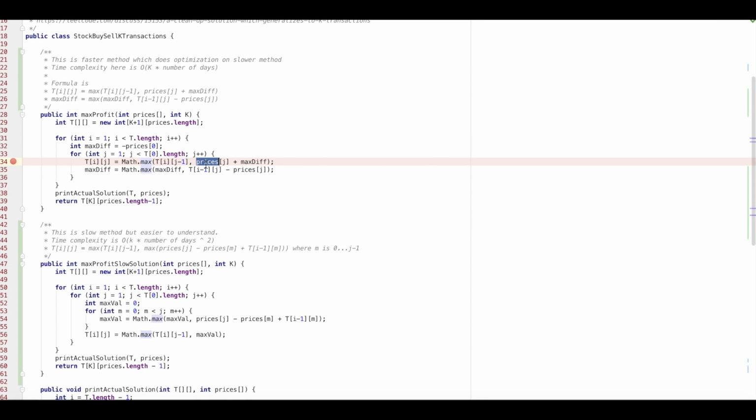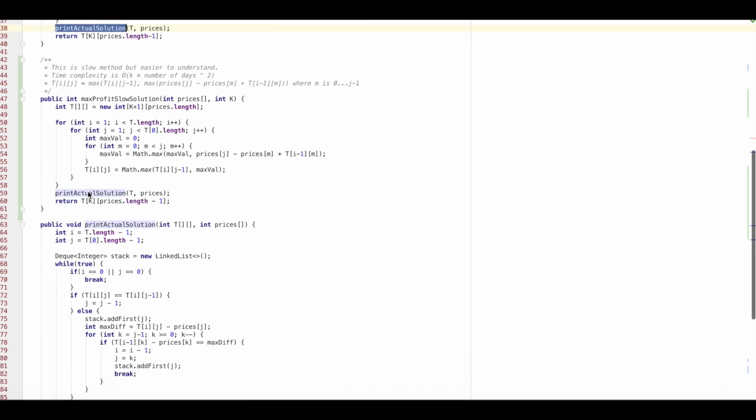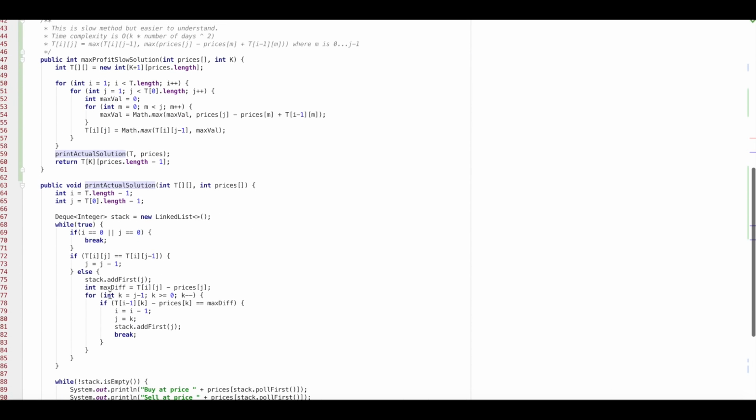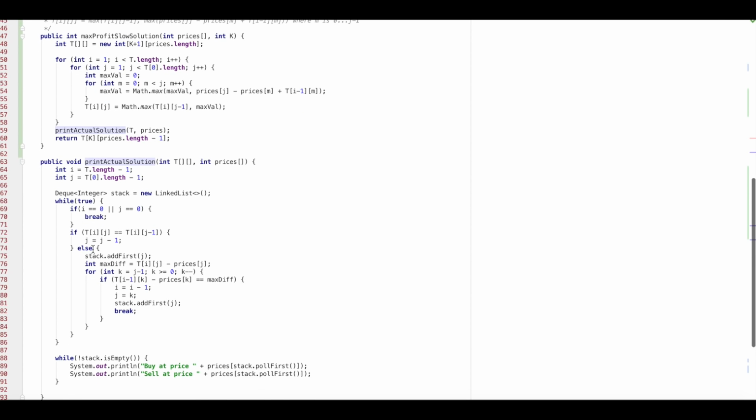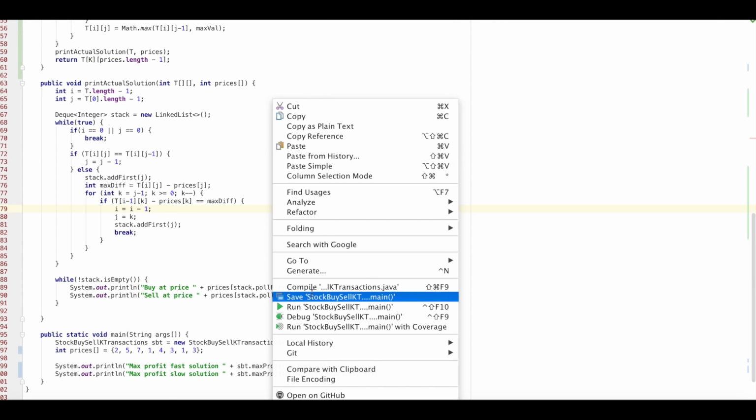So again, as before, the best you can do by not executing any transaction on the jth day, and the max of that, or price of j plus max diff, where max diff is the max of the current max diff, or T of I minus 1 j minus prices of j, as we discussed before in the video. And in the end, again, you return T of K, prices dot length minus 1. I also have this method print actual solution if you want to actually print at what price we should buy and sell. Let's quickly run this code.